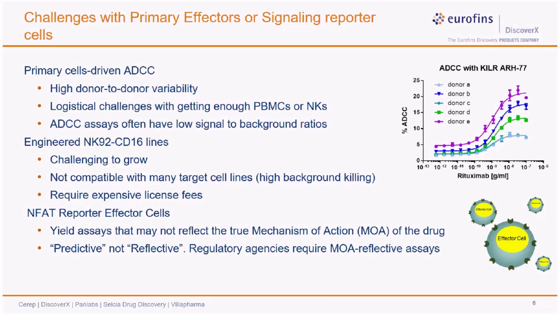ARH77 cell background is one of the examples where these NK92 cells result in almost 60 to 70% antibody independent non-specific killing. Another significant drawback with these NK92 cell lines is their exorbitant licensing fees that prevent many research programs from even accessing these cells.